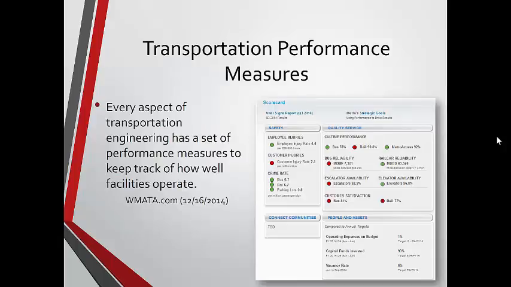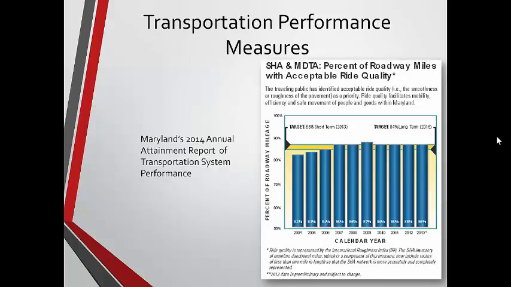Here's some examples from WMATA, which is the provider of transit services in the Washington, D.C. area. You see here some of the things that they do: on-time performance, escalator availability, all these sorts of things. Other examples here, this is from the Maryland State Highway Administration.